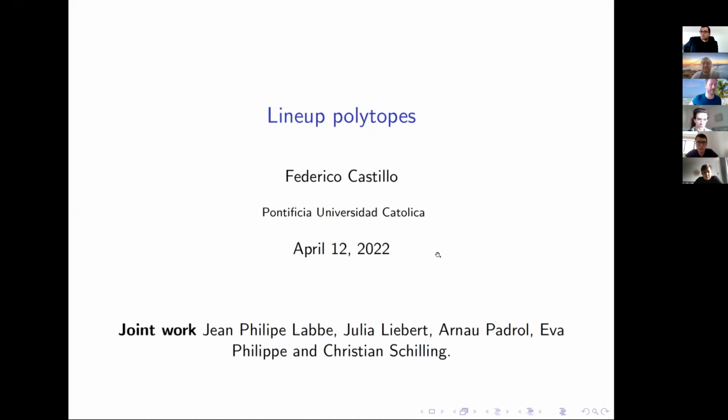This is work that I was working on last year while I was in Germany. We had a team of physicists; of these authors, Julia Liebert and Christian Schilling are physicists in Munich, in Germany. And the rest of us work in combinatorics. So it's a very nice example of an interplay between different fields.